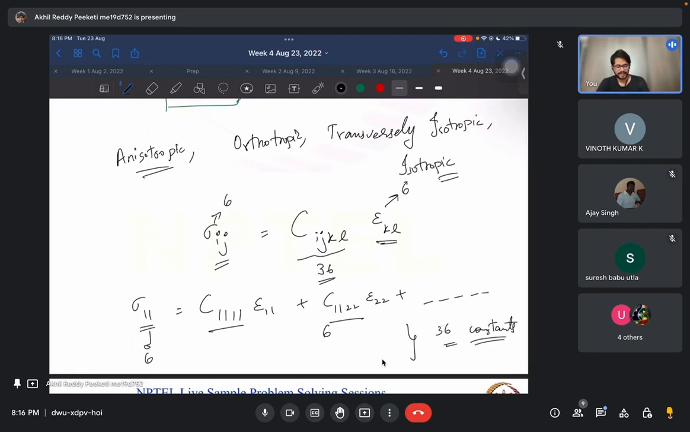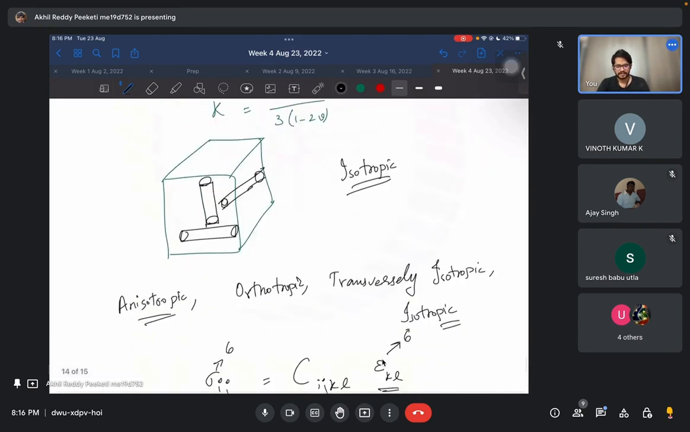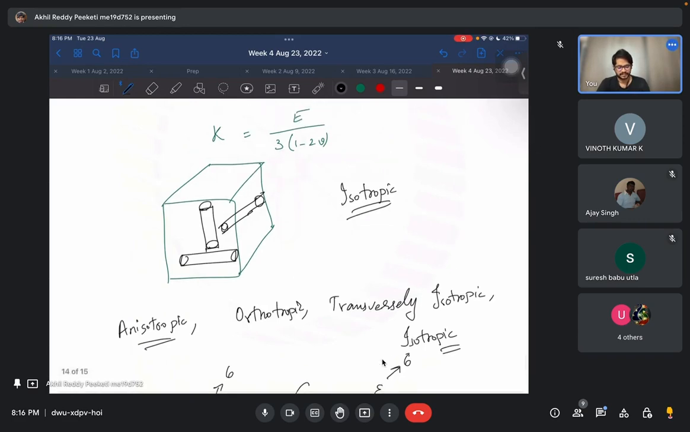A material which has all these 36 different constants, with no symmetries, is the full anisotropic material. In the isotropic material, you would have only 2 constants. If you know these 2, you can get all these 36 values. That is how these come. I think they are a little advanced for this course, but you can Google them and find these relations.